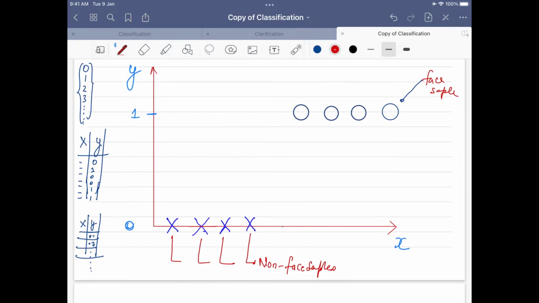Now we will try to see whether we can use our linear regression concept here or not. Can we do this learning through linear regression, which we have already done? If we try to fit a line here, which is a linear regression line, you will observe that the line will look like this.